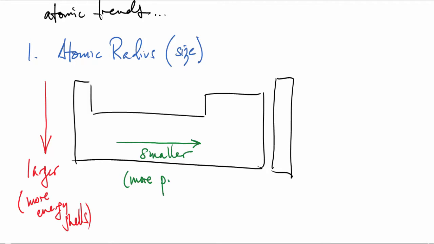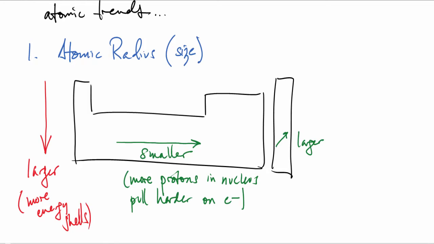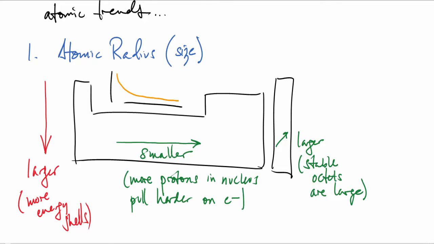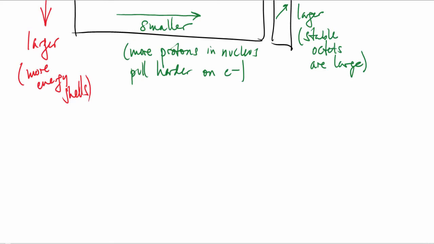As you go to the right, the atoms should be getting smaller because there are more protons in the nucleus. Consequently, they're pulling electrons in closer to the nucleus in that same energy level. And on the right, of course, you have the noble gases with stable octets. So the atomic radius should be going down to the right.